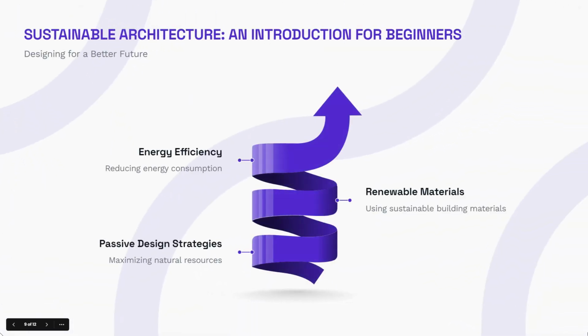Sustainable architecture focuses on designing for a better future. Sustainable architecture focuses on three key perspectives. Number one, energy efficiency for reducing energy consumption. Number two, passive design strategies for maximizing natural resources. Number three, renewable materials for using sustainable building materials.